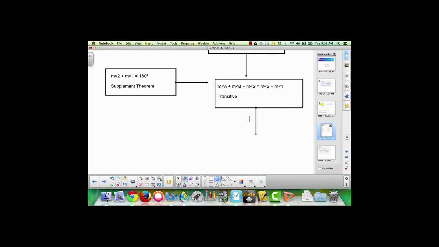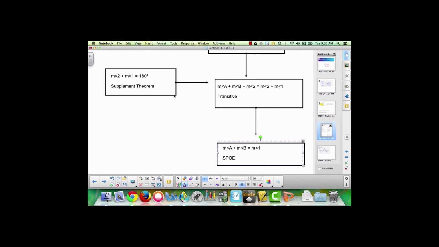So I will use this box to create my final statement, which says the measure of angle A plus the measure of angle B equals the measure of angle 1, which is what we have left after we subtract the measure of angle 2 from both sides. So this reason is SPOE.